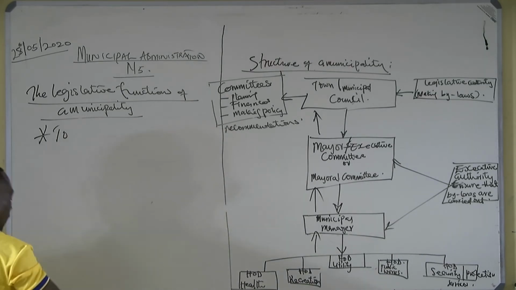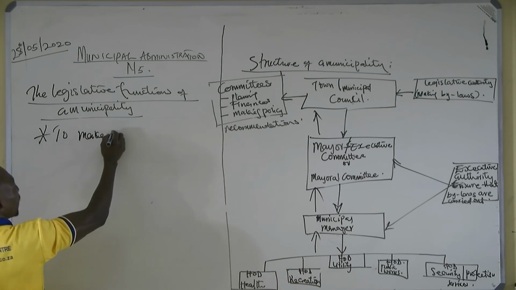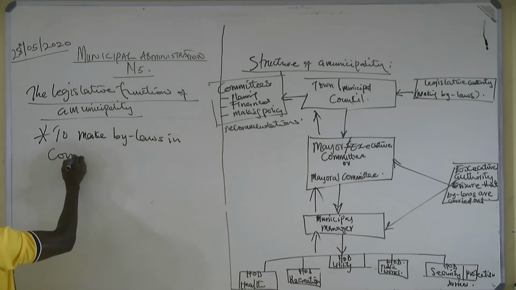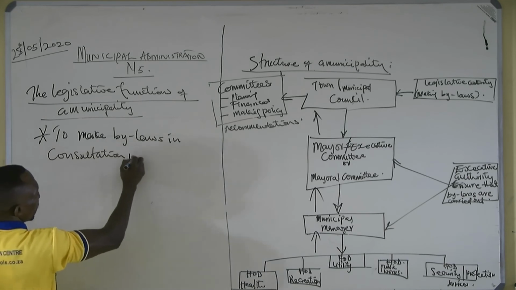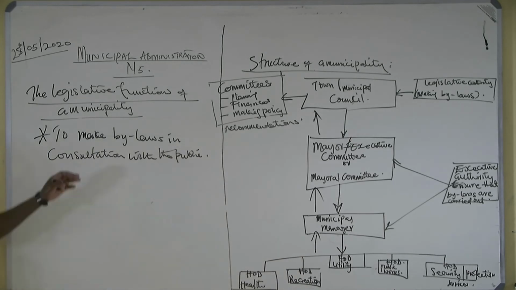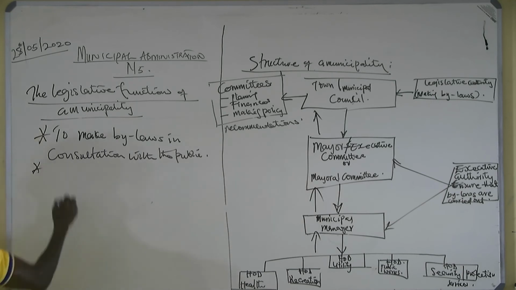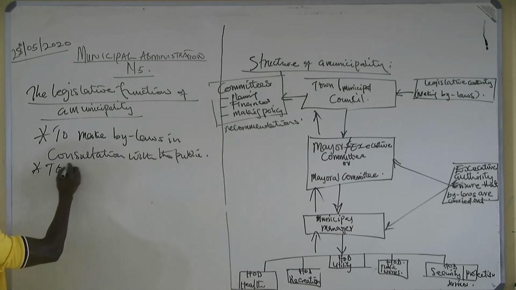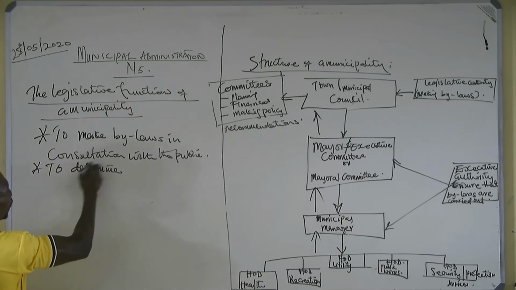One is to make bylaws. They make bylaws in consultation with the public, to find out how these bylaws are to affect the public, positively or negatively. So they need to consult the public to determine finally how these bylaws are to affect the people within a municipality.